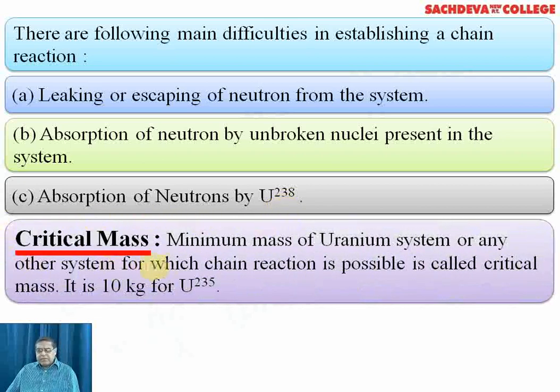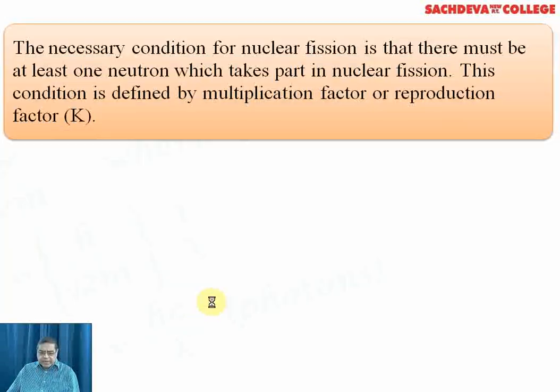Then critical mass is very necessary. We find that the critical mass of uranium is nearly 10 kilograms for starting fission. So the minimum mass of a uranium system or any other system for which a chain reaction is possible is called critical mass. It is 10 kilograms for uranium-235.